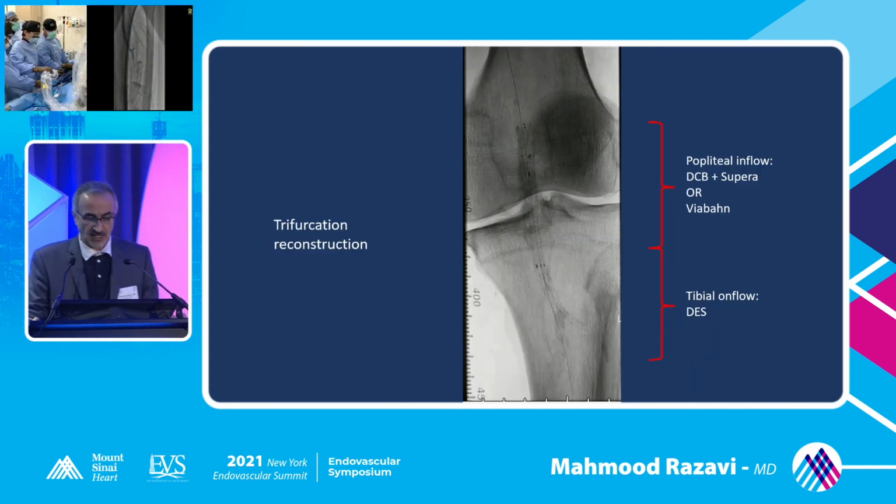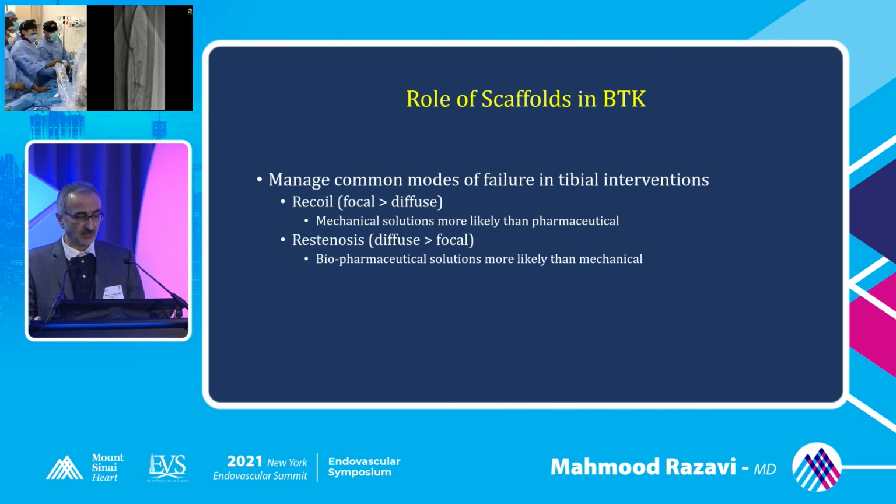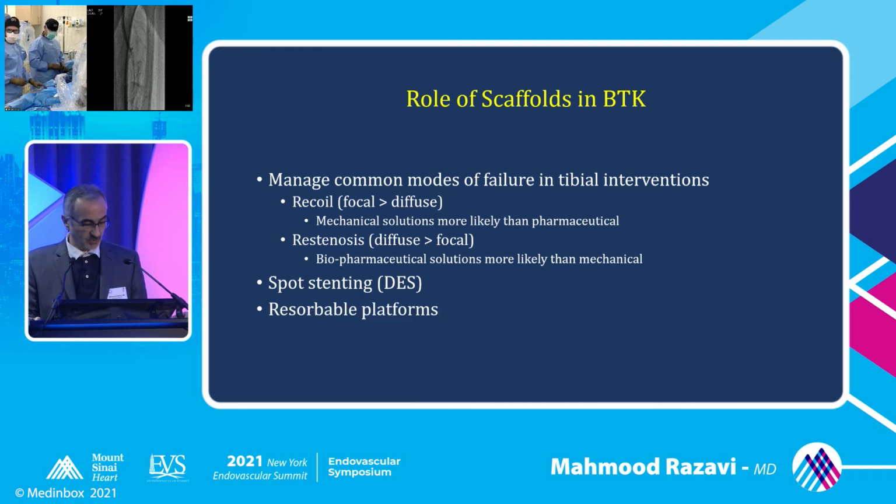So we have changed our approach since then, in these types of occlusions that we saw earlier from Chris Metzger, in that we now are drug-eluting ballooning and stenting the popliteal, and drug-eluting stenting the tibials. So, the role of scaffold below the knee: manage common modes of failure, both early and late. Recoil is usually focal rather than diffuse, and restenosis is diffuse rather than focal. And the combination has got to be mechanical and pharmaceutical. And spot stenting with drug-eluting stents would likely be the solution to that. And we'll see what the role of the bioabsorbable platforms are.